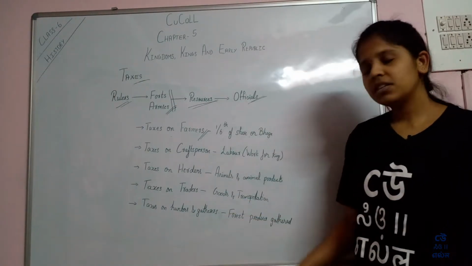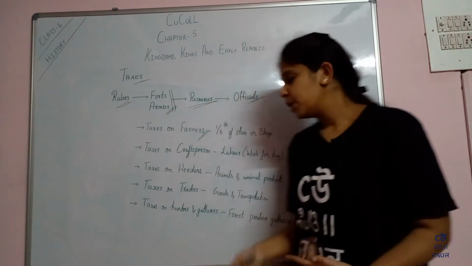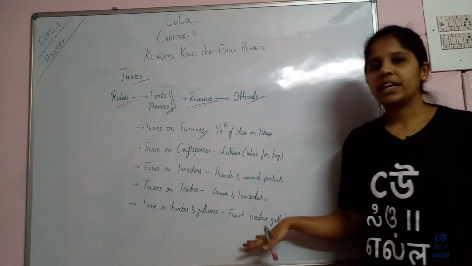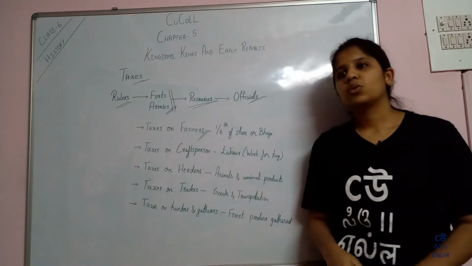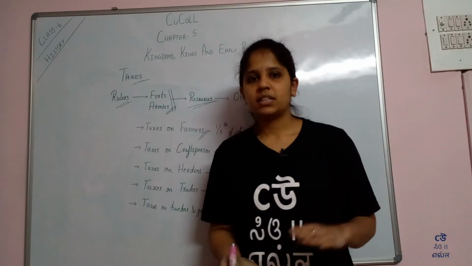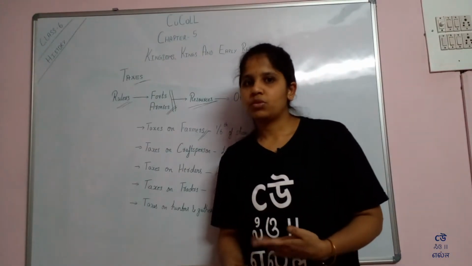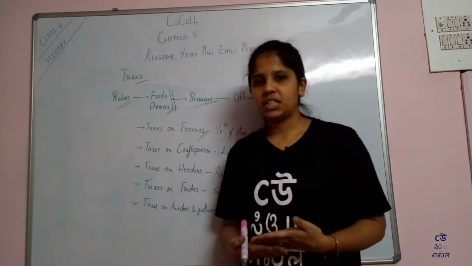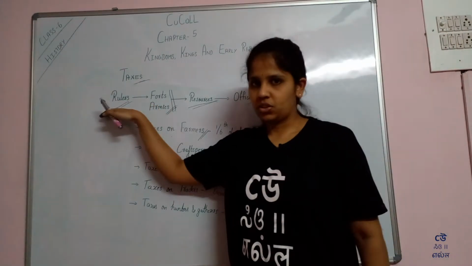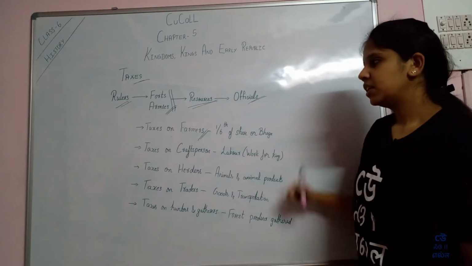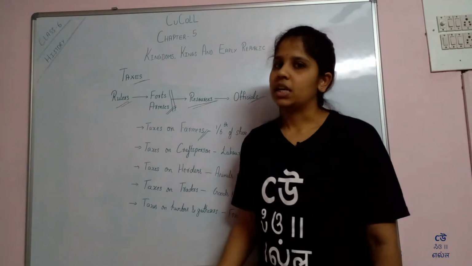And even hunters and gatherers had to pay the taxes. But how? They paid taxes by giving the forest produce they collected to the raja. They collected berries and different types of fruits, vegetables, nuts, etc. They had to give those to the raja. So these are the taxes paid by the people to the raja.